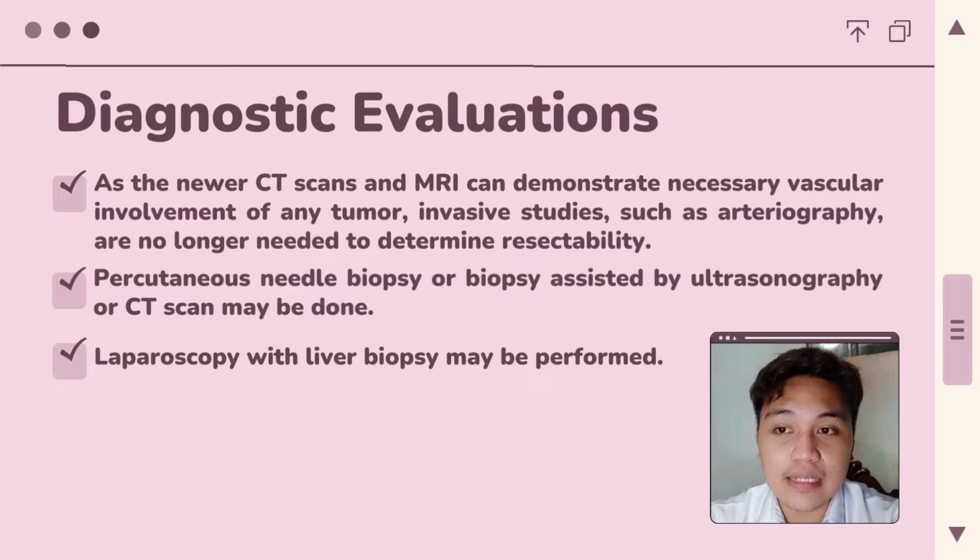Next, as the newer CT scans and MRI can demonstrate vascular involvement of any tumor, invasive studies such as arteriography are no longer needed to determine resectability. Next, percutaneous needle biopsy or biopsy assisted by ultrasonography or CT scan may be done. Lastly, laparoscopy with liver biopsy may be performed.